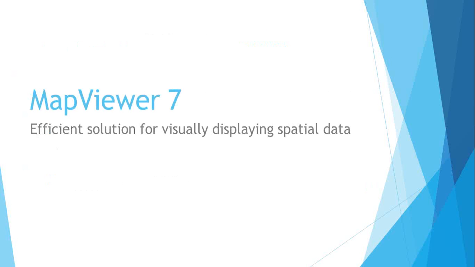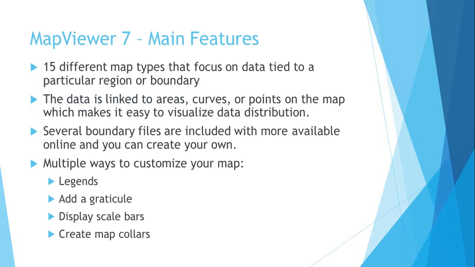The next Golden Software program that I'm going to cover is MapViewer. MapViewer is primarily used for thematic mapping. MapViewer has 15 different map types that allow for data to be visualized linked to areas, curves, or points on a map. This will allow for the data distribution to be viewed. MapViewer includes a variety of boundary files to be used in mapping. However, there are plenty more available online, or it's flexible enough that you can create your own.